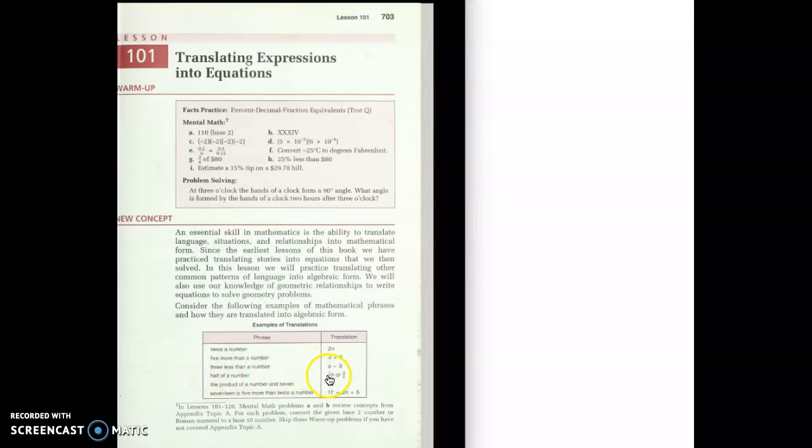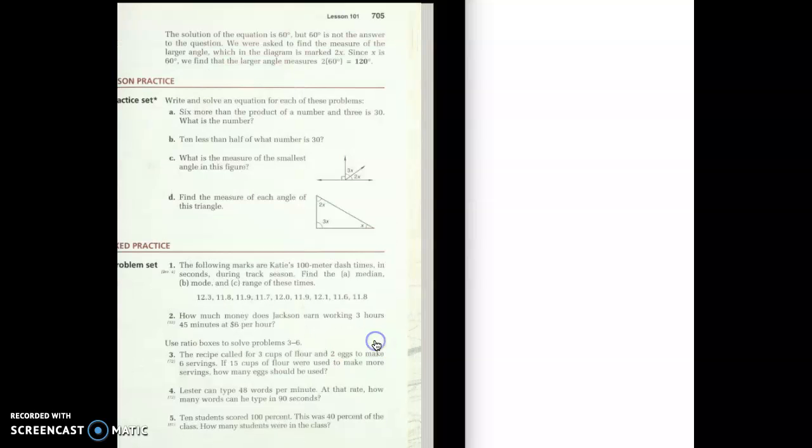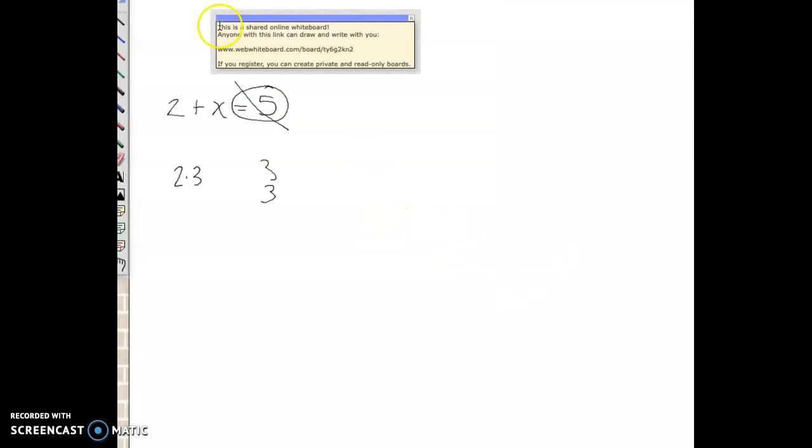Half of a number would be 1/2 n, or n divided by 2. The product of a number and 7 is the same as what we had up here. We're multiplying. Again, that keyword is product. And 17 is 5 more than twice a number. Now, here's where we introduce an equation. Here you have is, and that's a big key word. Is means equals. And what this is telling you is that 17 is equal to 2 times a number plus 5. So let's go ahead and flip the page, and let's go ahead and practice this.